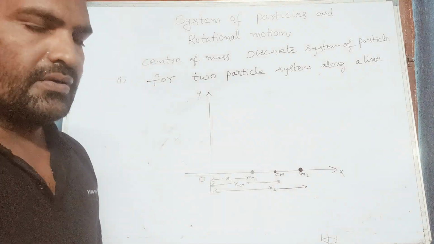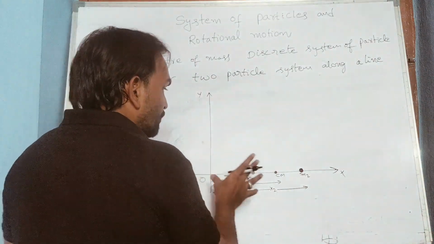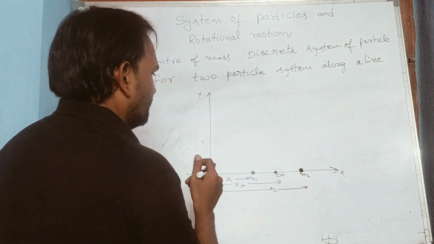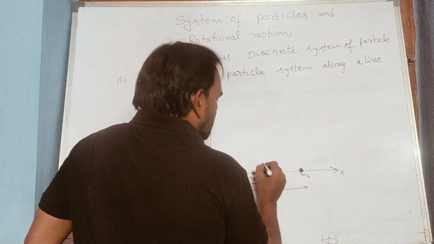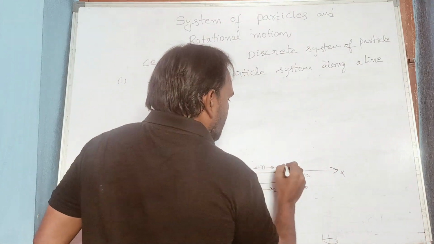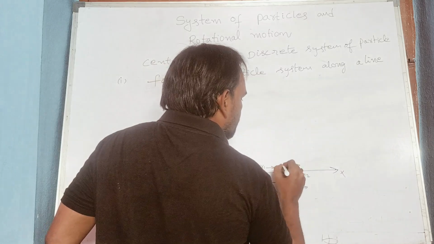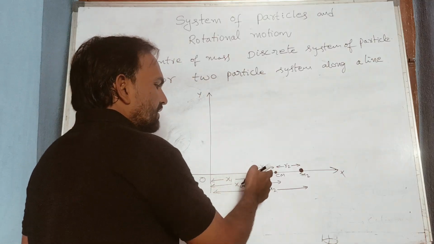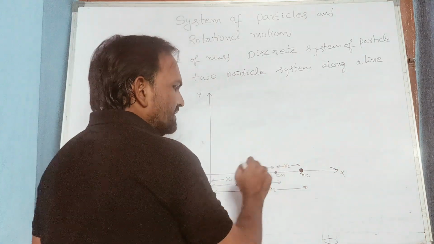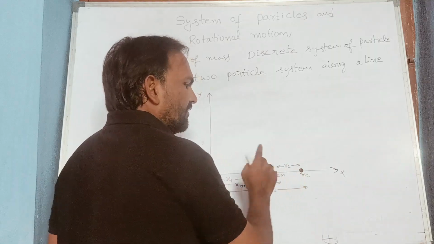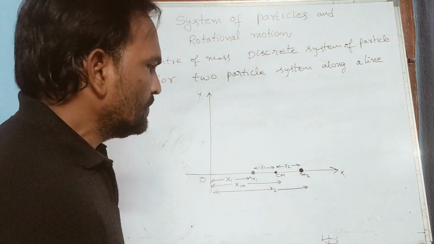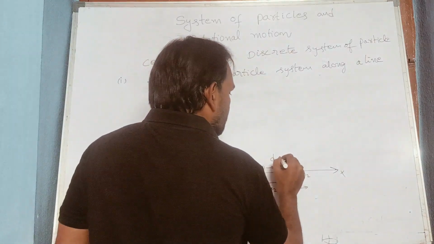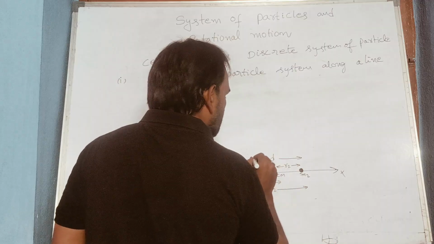Okay, students. So next, you observe carefully these two particles along a line. How can you find the center of mass? Let's note this point: R1 and R2. What are R1 and R2? R1 is the distance from the first particle to the center of mass. R2 is the distance from m2 to the center of mass. Both particles are separated by a gap of small d.